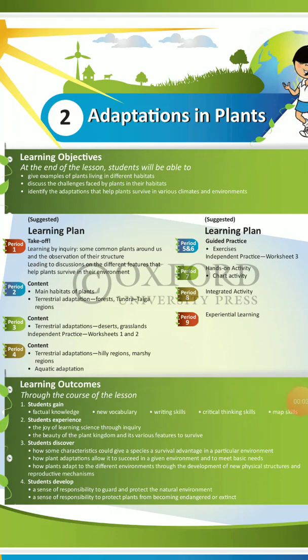Today we will be doing lesson number 2, adaptation in plants. Before starting this lesson, we need to clear out two things. First, habitat. What does habitat mean? Habitat means a particular place where living things can grow. The different types of habitat are, for example, desert, plain, mountain. These are the different habitats where a living thing can grow.